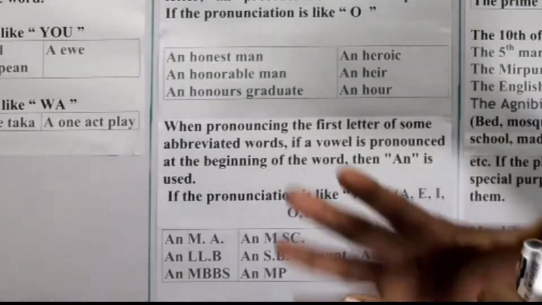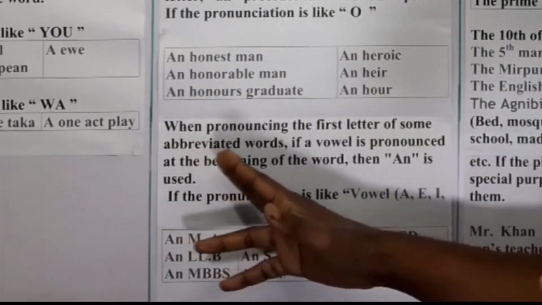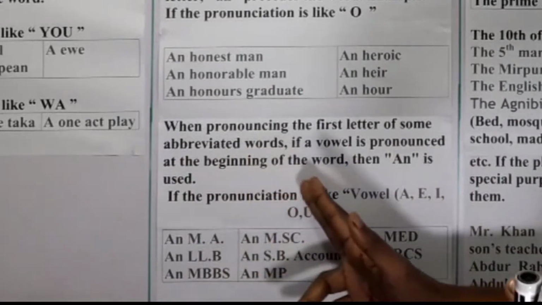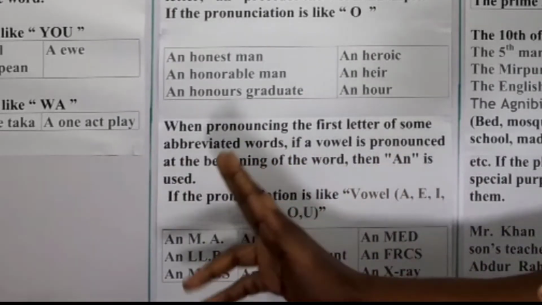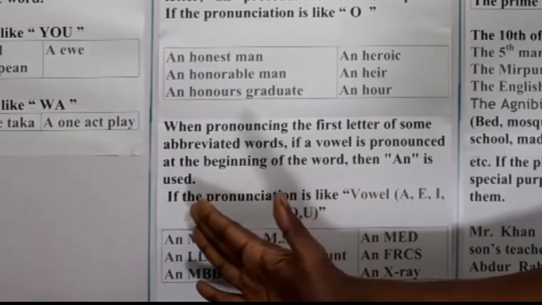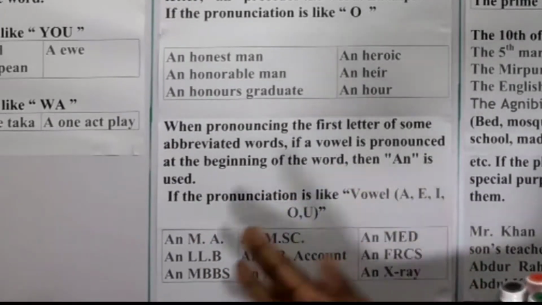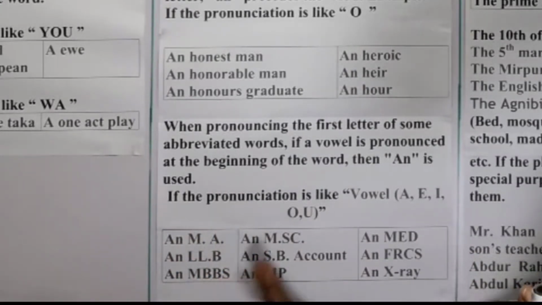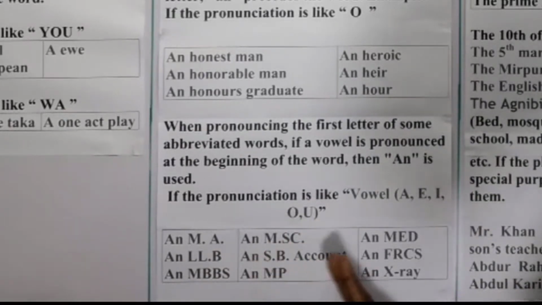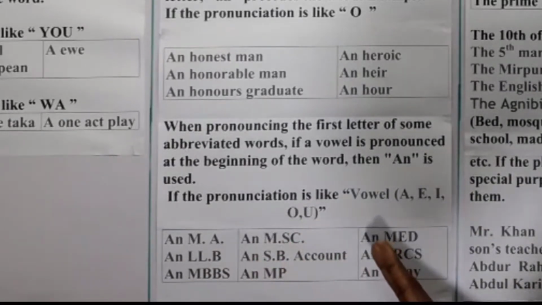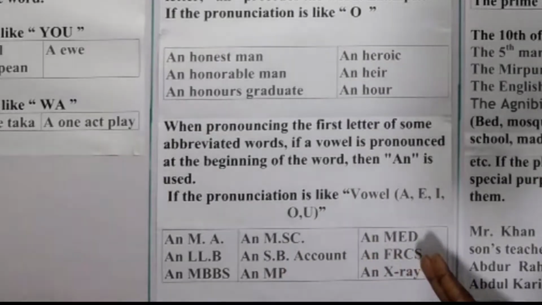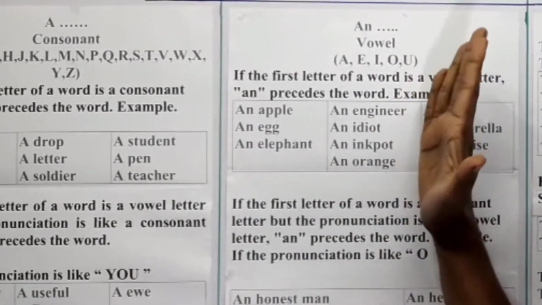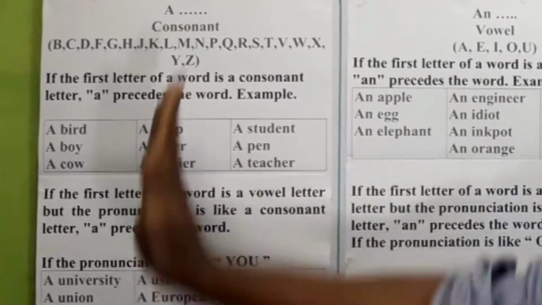When pronouncing the first letter of some abbreviated words, if a vowel sound is pronounced at the beginning of the word, then an is used. Notice please, if the pronunciation is like a vowel: an MA, an LLB, an MBBS, an MSc, an SB account, an MP, an MAd, an FRCS, an X-ray. The vowel sound is given, then an is used. The consonant sound is given, then a is used.